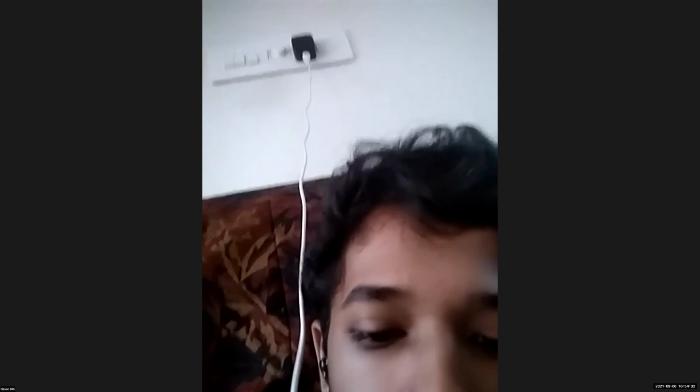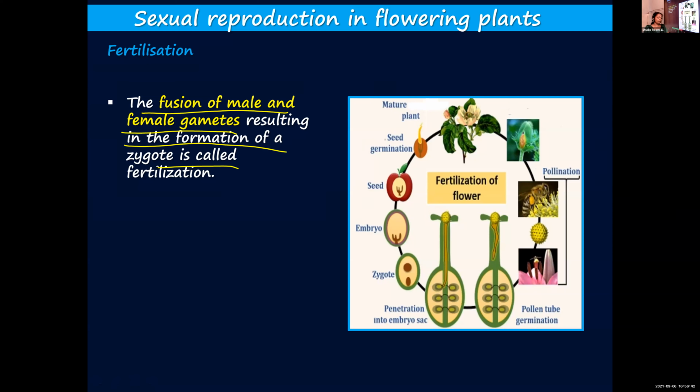Fertilization is the fusion of male and female gametes. Once they fuse, what will be formed? Zygote. Fusion of male and female gametes resulting in the formation of a zygote. That is fertilization. This you had been learning from lower classes. And what happens once a zygote is formed?